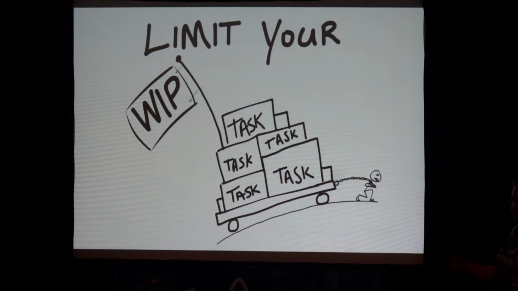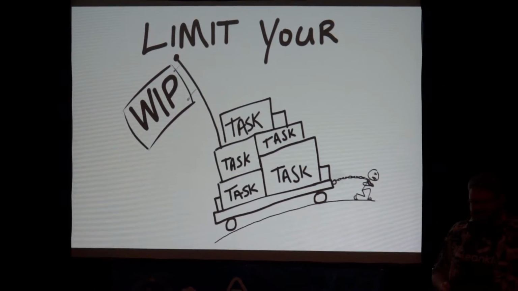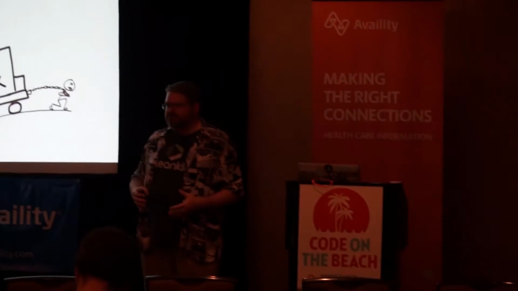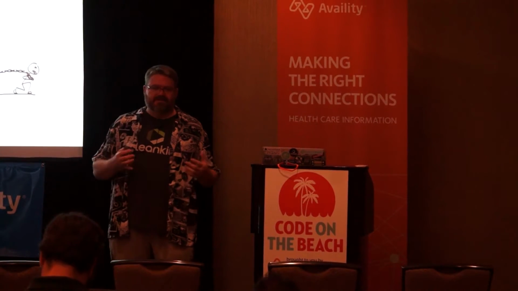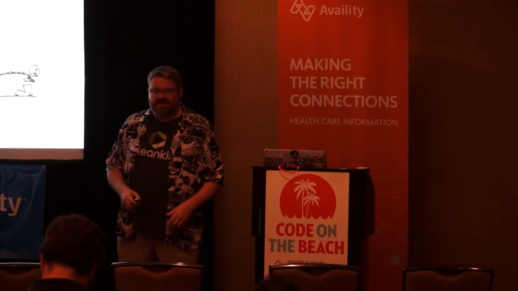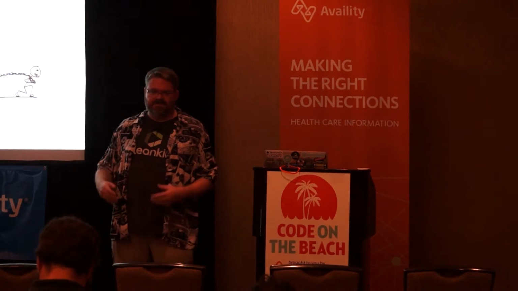The next practice is limiting your work in process. It's typically called WIP in the Kanban community. So our society seems to be fixated on this idea of multitasking. That you need to be a good multitasker. We take pride in being a good multitasker. We put it on our job descriptions that you must be a good multitasker.